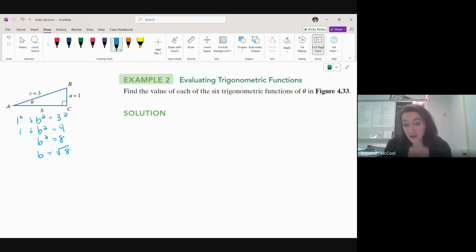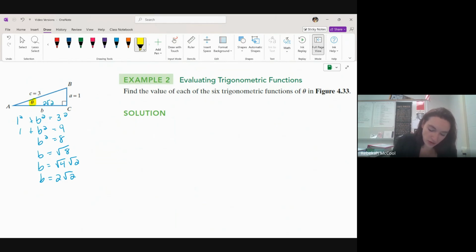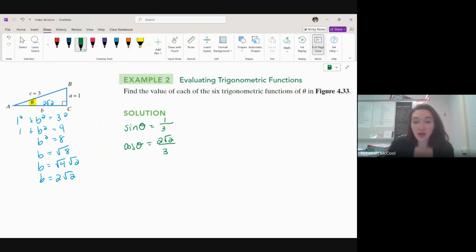Now we do like to have simplified answers here, so we can reduce or simplify square root 8. 8's the same thing as root 4 times root 2, and so this would simplify to being 2 root 2. So again, we pay attention to that location of our theta as we now find our trig functions. So sine of theta, opposite would be 1 over hypotenuse 3. Cosine of theta is adjacent, 2 root 2, over hypotenuse 3.